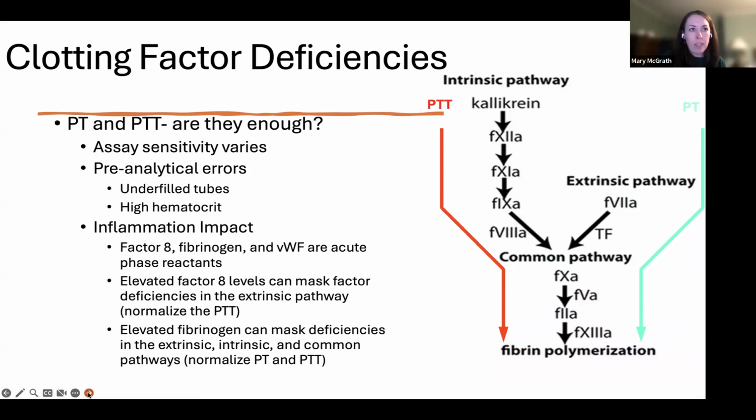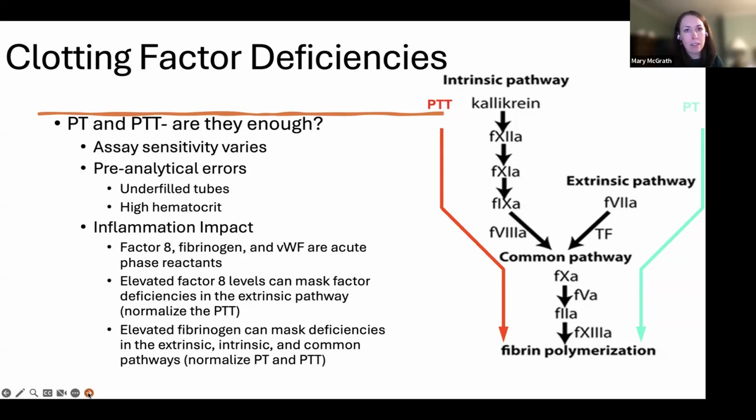Switching gears a little bit, if you are suspicious for an inherited factor deficiency, it's also important to consider whether or not the PT and PTT are reliable or if you need to do more specific factor testing. And in general, I tend to recommend doing specific factor assays. Depending on the sensitivity of the PT and PTT assays in your lab, you can actually miss mild factor deficiencies. I know in our lab at least, we can have normal PTTs in patients with mild hemophilia pretty frequently.